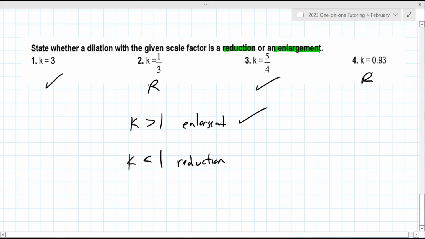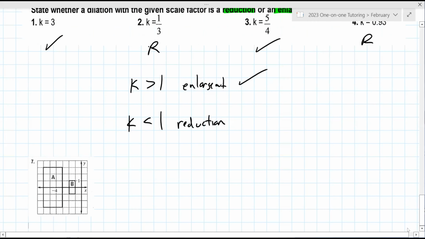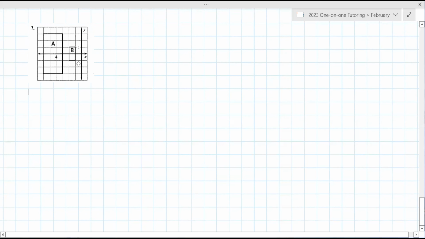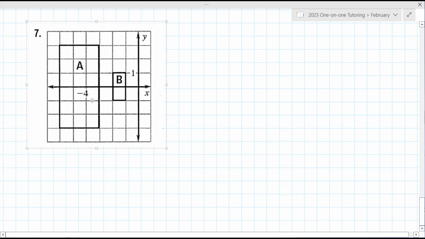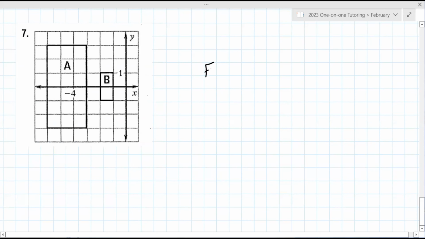Good. Okay. Now the order matters. I'm going to show you an example here, and it's like a language thing. Our English language is awkward in a lot of ways, and it comes up in math occasionally. So if you go from B to A, which means you start at B and go to A, is that an enlargement or a reduction?